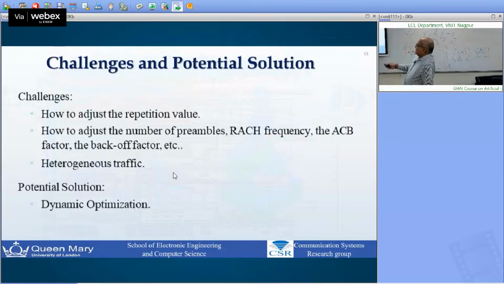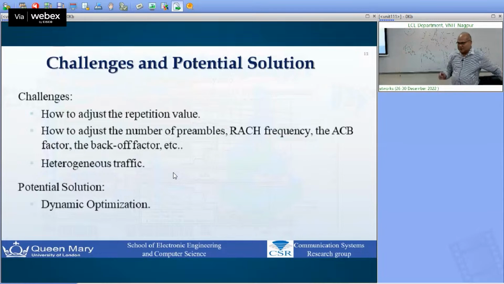So every region we have a number of preambles, random access channel opportunities. Then we have the repetition value. Then we have some other parameters also. What are the other parameters? Say, the random access control scheme.